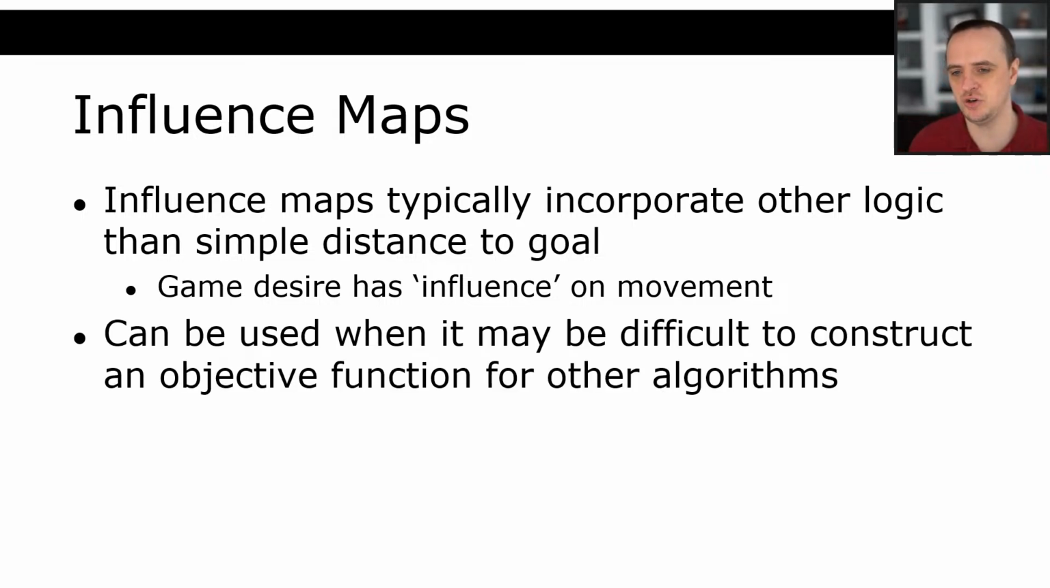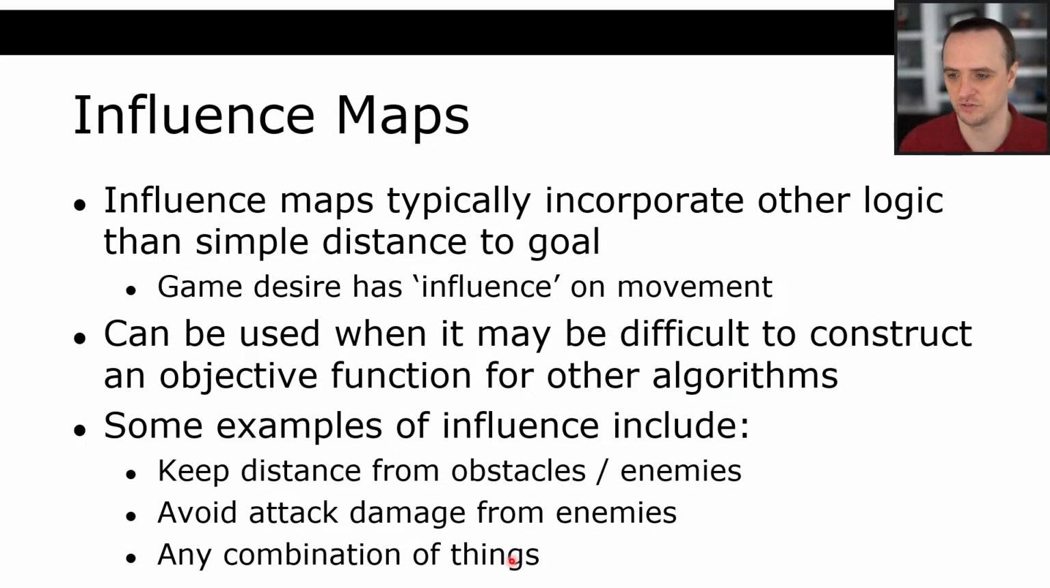So influence maps can be used when it may be difficult to construct an objective function for other algorithms. So let's say you wanted to find a path somewhere. So you could use A star if you wanted to, but let's say you wanted to like avoid traps on the ground or something like that. It may actually be kind of difficult to construct a heuristic function for A star to avoid those traps. And so what you can do is you can use influence maps instead of a different heuristic function. So some examples where you may want to use this idea of influence is keeping distance from obstacles or enemies, avoiding attack damage from enemies, or any combination of a bunch of things.